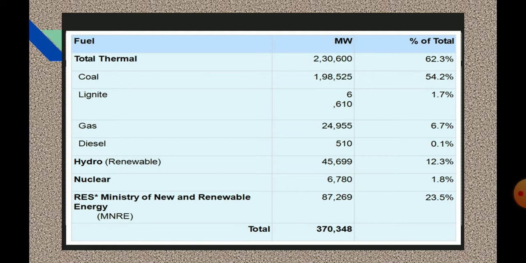Coming to the next one. So based upon the fuel, the power extractions and percentage of the total power can be classified as thermal: coal, lignite, gas, diesel, hydro, nuclear, MNRE, Ministry of New and Renewable Energy. In the second column, the power extraction is represented in terms of megawatt. Third column, it is about the percentage of the total production of the power. The total power extraction is about 3,70,348 megawatt.